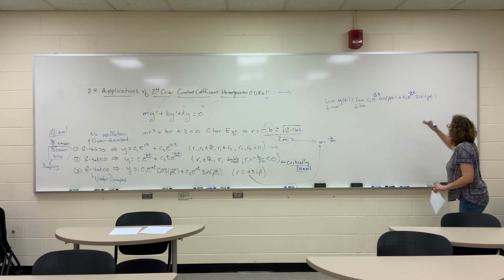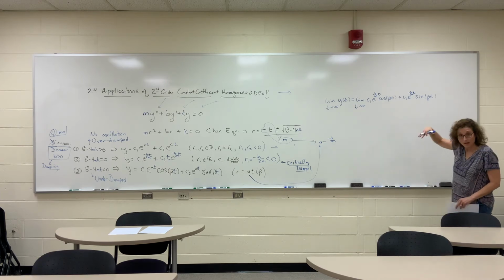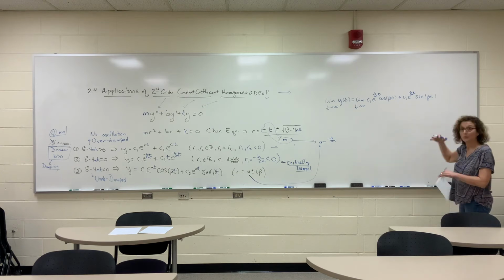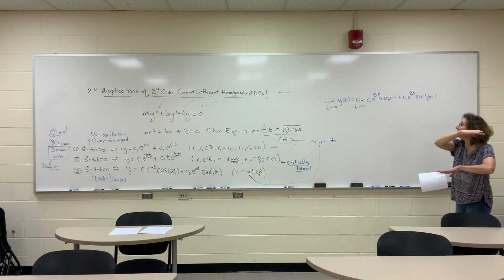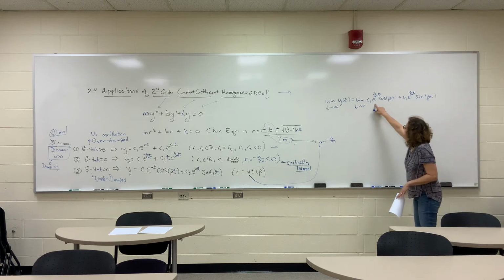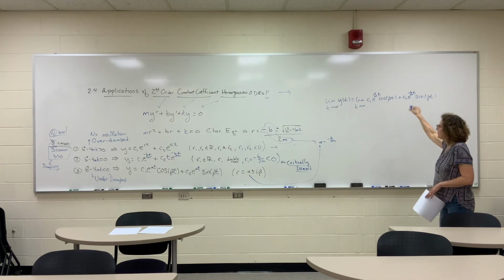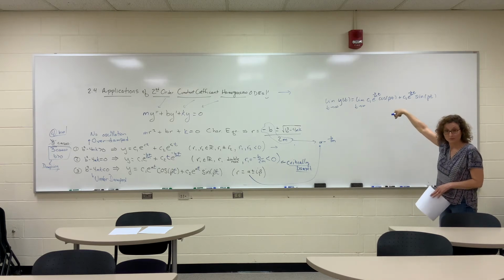And so even though sine and cosine both oscillate forever, right, between what? Negative 1 and 1 as t goes to infinity, multiplying them by an exponential function that has exponential decay is going to drive both of those guys to 0, right? Okay?